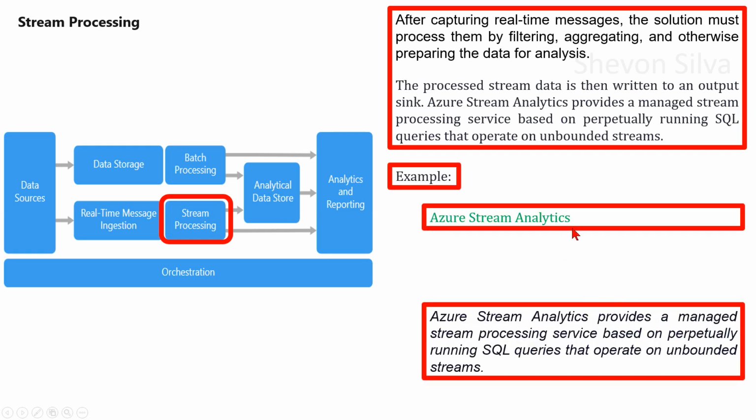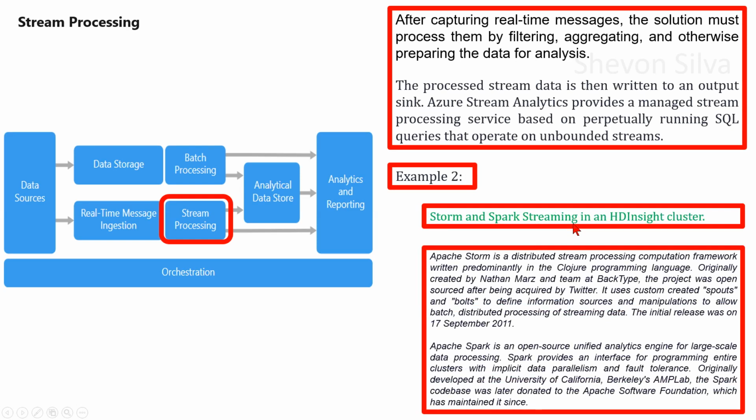As an example, we can consider Azure Stream Analytics. Azure Stream Analytics provides a managed stream processing service based on running SQL queries that operate on unbounded streams. As another example, we can consider Storm and Spark streaming in an HD Insight cluster.